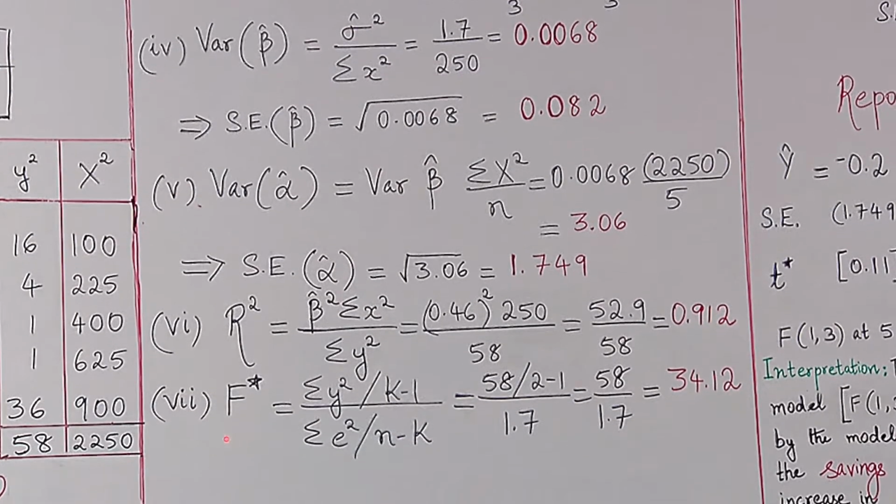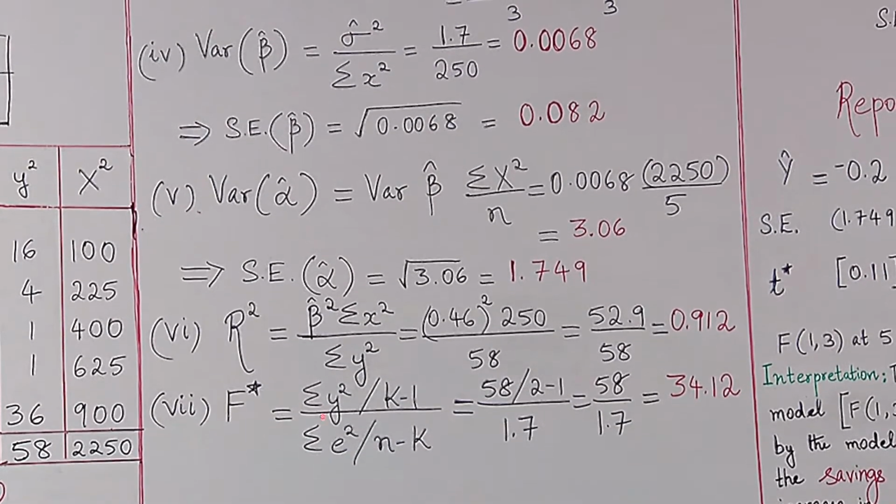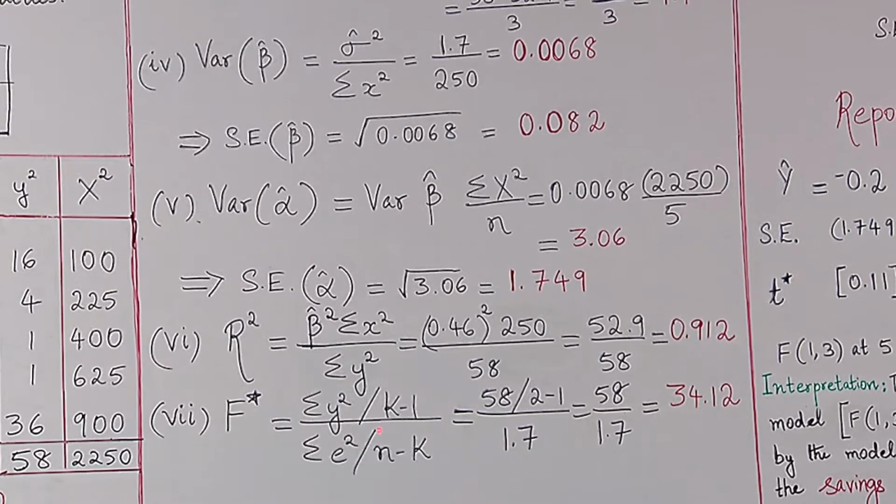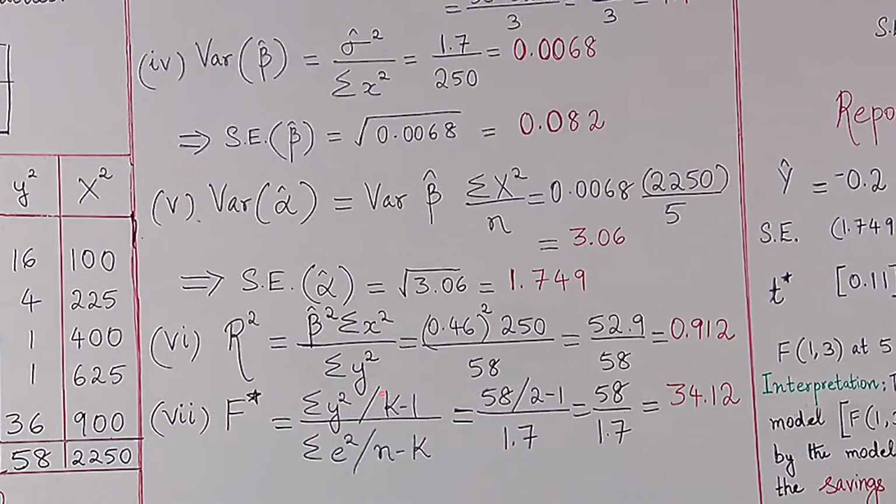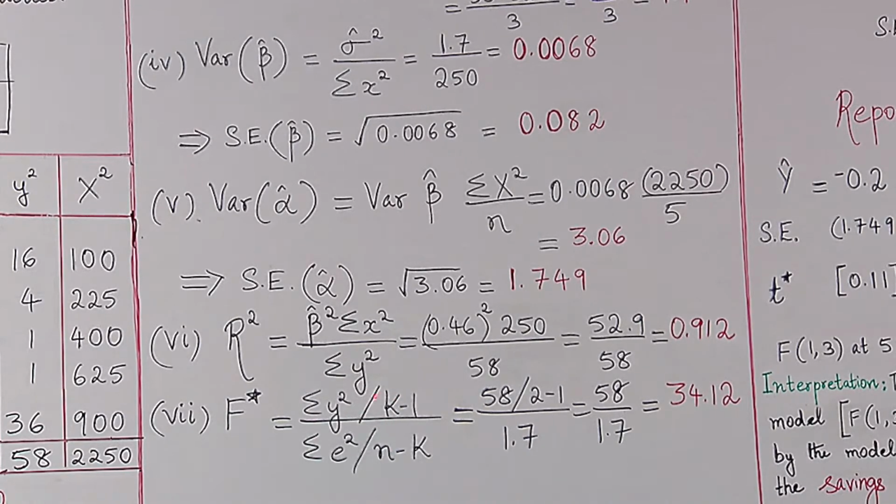The next statistic is F star. So, F star statistics is sigma small y square by k minus 1, where k is the number of parameters in the case study. Here it is 2.